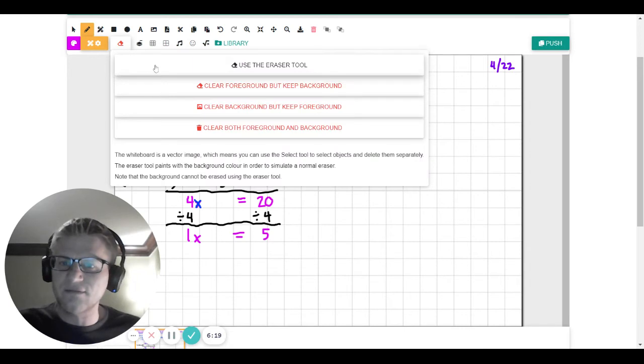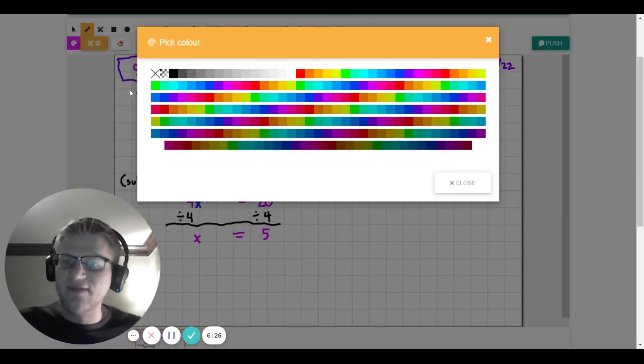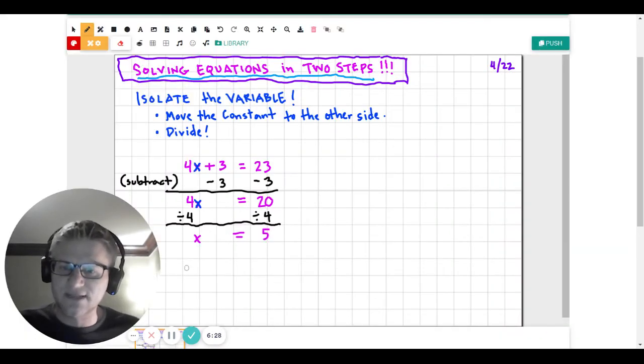So in this case, I can just get rid of this 1. I don't really need the 1. The 1 is the same as 1x. So my answer is x equals 5. And then the last thing I want to do is check it. So let's check it and make sure we're correct.